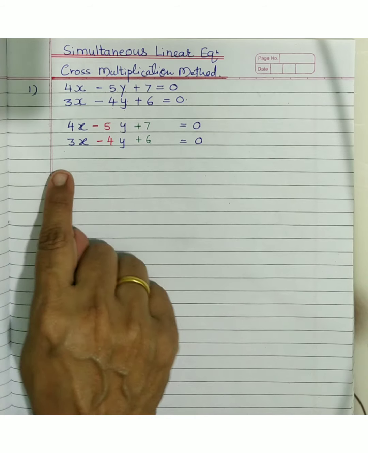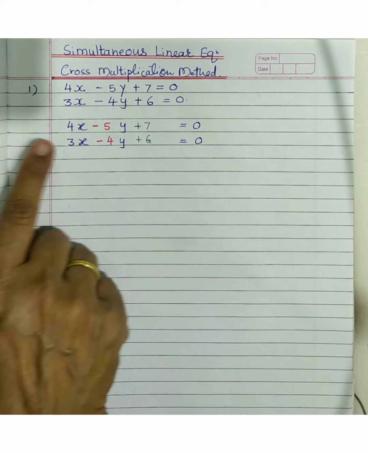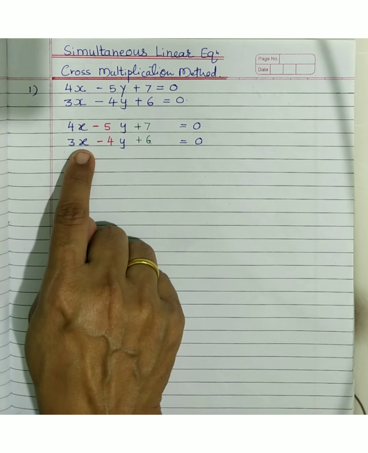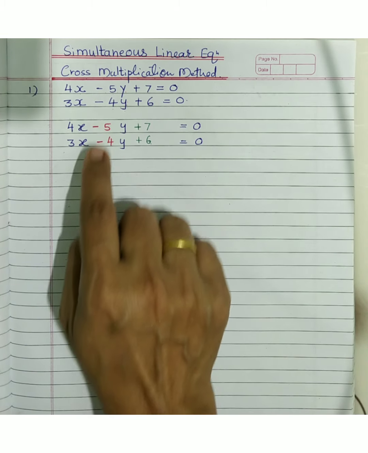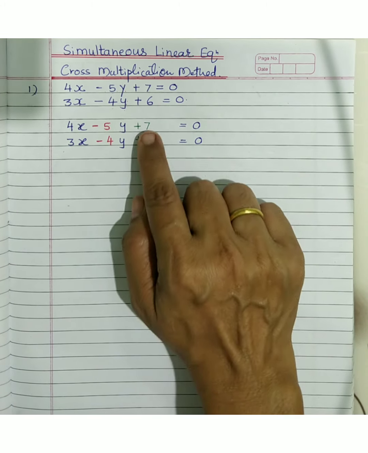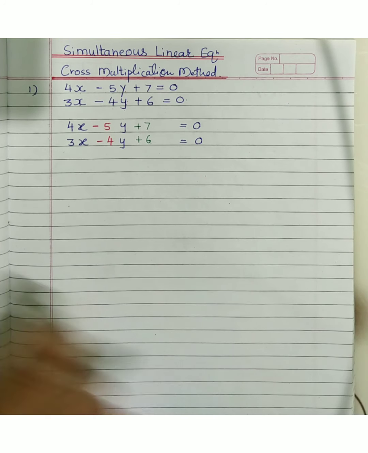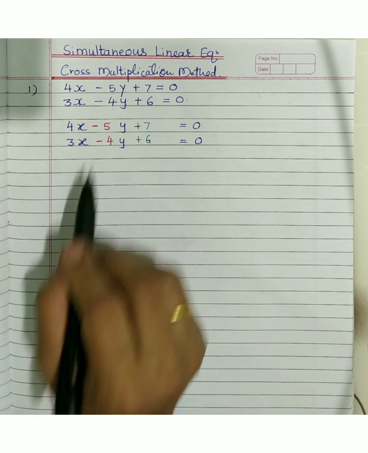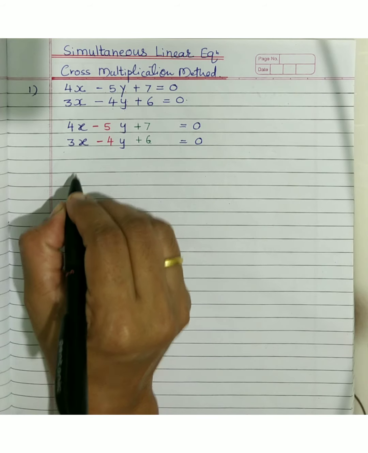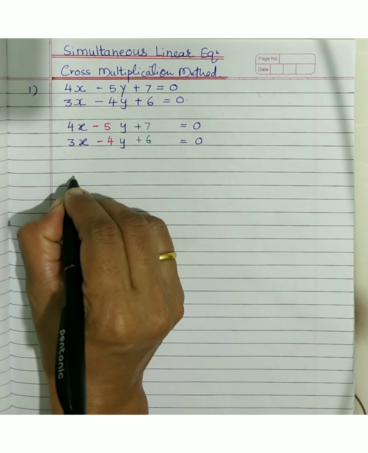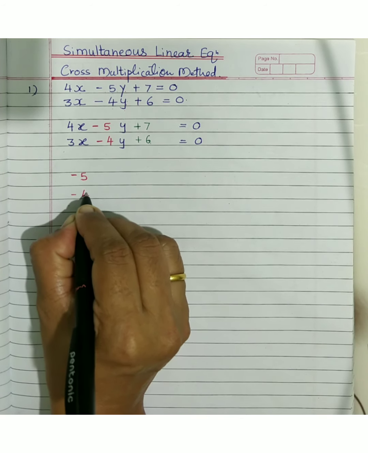So see the same equation. Try to understand what I want to bring your attention towards: the coefficients of x in equations 1 and 2 are 4 and 3 respectively, of y minus 5 and minus 4 respectively, and the constant terms are 7 and 6. Now we have to do a little formatting. Start with the coefficients of y. Write them one below the other. So what are the coefficients of y? Minus 5 followed by minus 4.